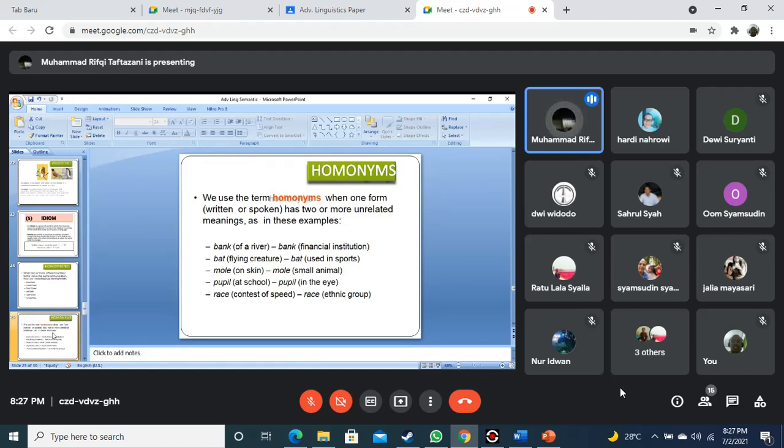And also, you can see on the slide the example of bat. Also a different meaning. And mole, the same, but different meaning. Pupil, and race, but different meanings. Yeah, this is homonyms. Next.